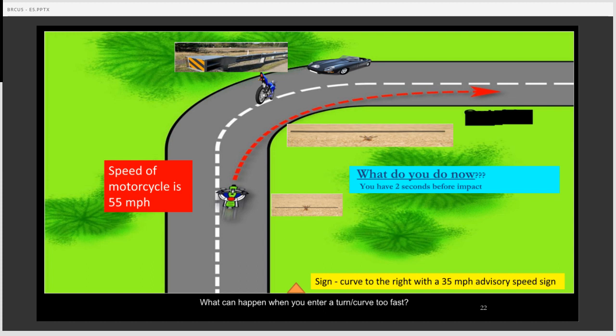So what do you do? Well, some people say, lay the bike down. Well, that's going to hurt too. Or some people say, go off the road. Well, if you go off the road, you can hit that guardrail and go flying. It'll probably kill you too. So what should Joe Rocket do?